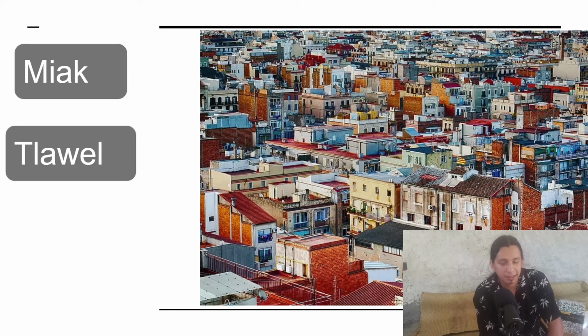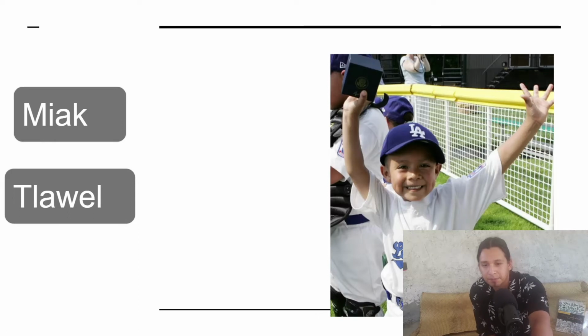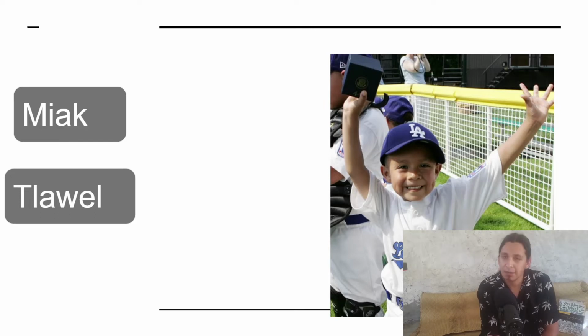Okay, the kali, the buildings, there's many of them here. I can say miak kali or tlawel kali. It would be miak kali. There's many houses. If I'm trying to say that, I would use miak. Miak kali. Many houses. Many buildings, many structures. Okay, in this picture, the boy is happy. Would I say miak yolpactoc or tlawel yolpactoc? The answer would be tlawel yolpactoc. Very happy.